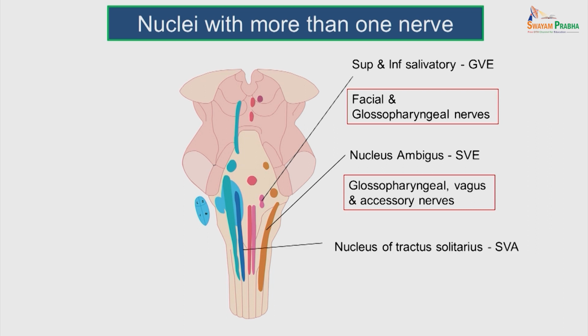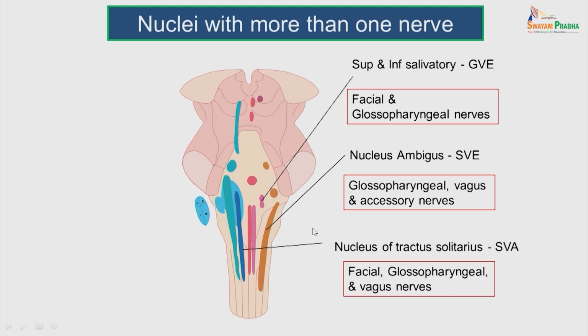Then another nucleus, you can see, is the nucleus of tractus solitarius. It is a special visceral afferent. So, it is shared by the facial, glossopharyngeal and vagus. So, that is from the nucleus of tractus solitarius.